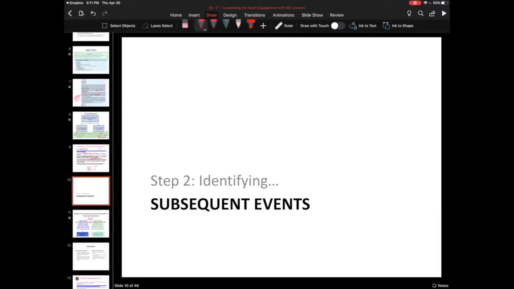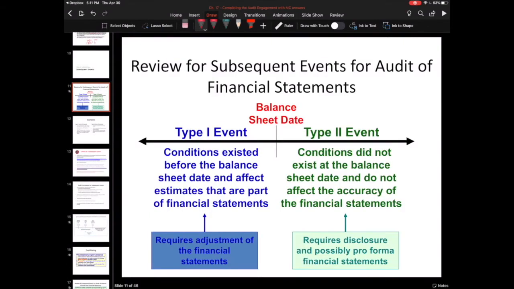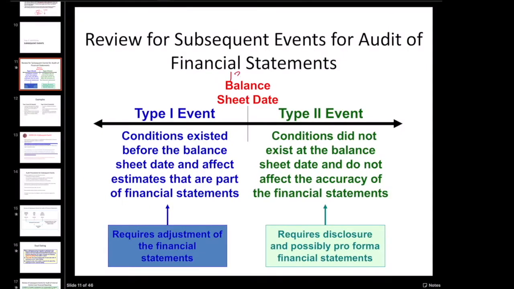Step 2 is going to be identification of subsequent events. What is a subsequent event? Our balance sheet date, let's say, is 12/31/19. The date of my audit opinion, let's say, is going to be February 15th, 2020.